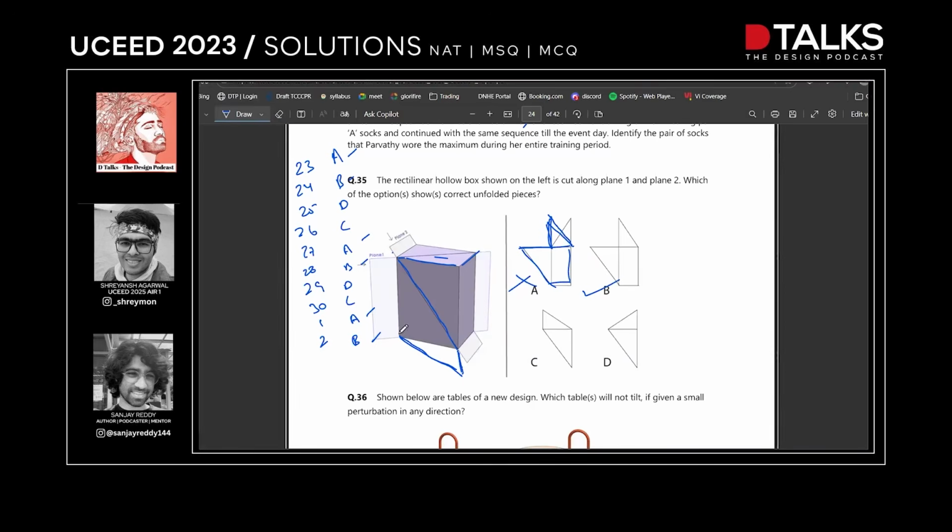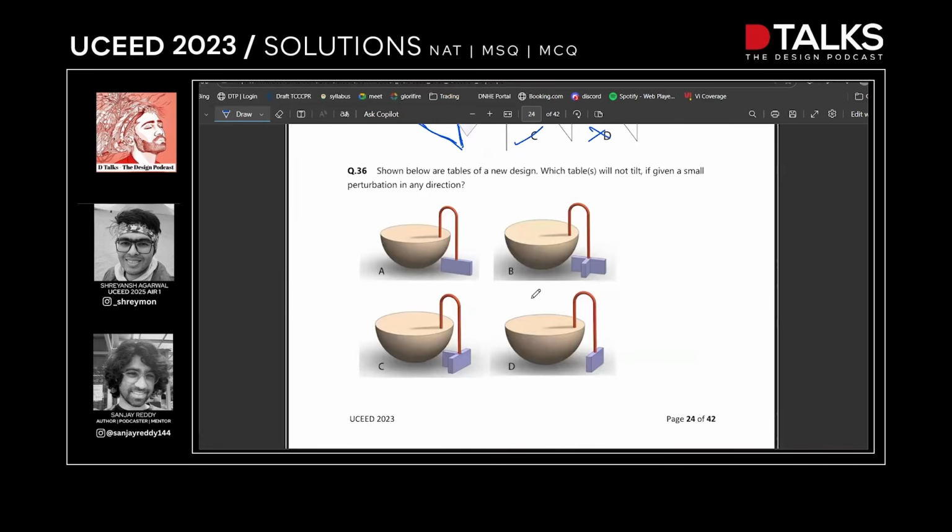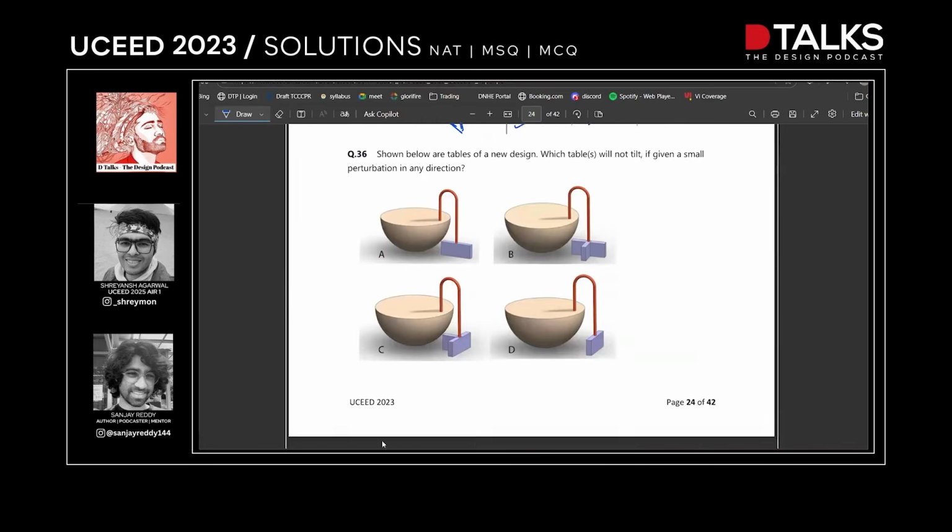If I open this bottom part over here, this is the shape you get. And if you just rotate this, you get C, right? And option D is basically this part only, but it's flipped. So it's just like option A, one of the pieces is flipped. So option B is the answer. So it's B and C. Yeah, 35, correct. 36.